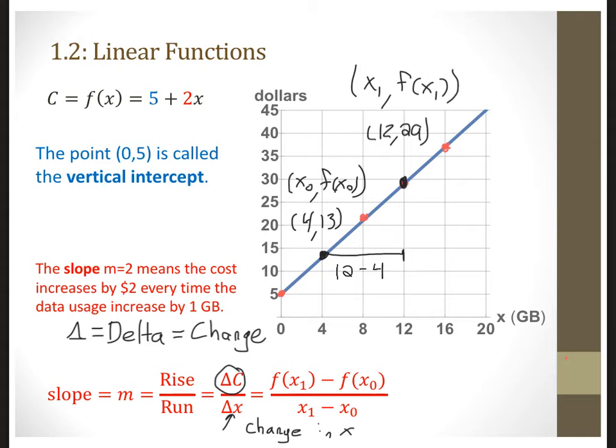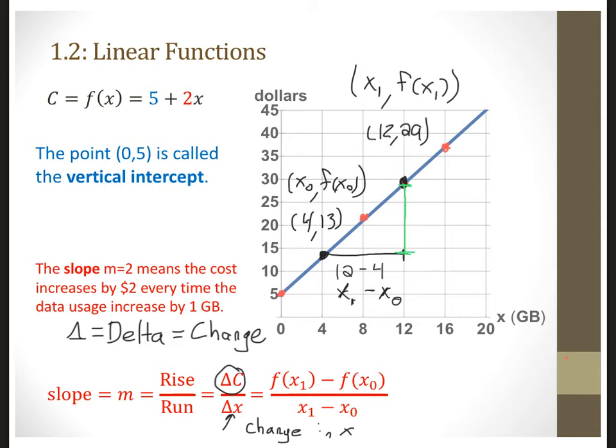So that would be, if we started with 4 gigabytes and all of a sudden we increased to 12 gigabytes, that's a change in x of 8 gigabytes. And in general, we can calculate this change by taking x1 minus x0. And for the rise, we can do a similar calculation with the y coordinates.